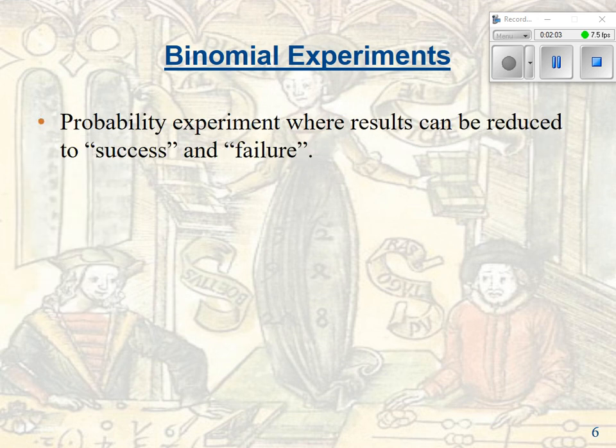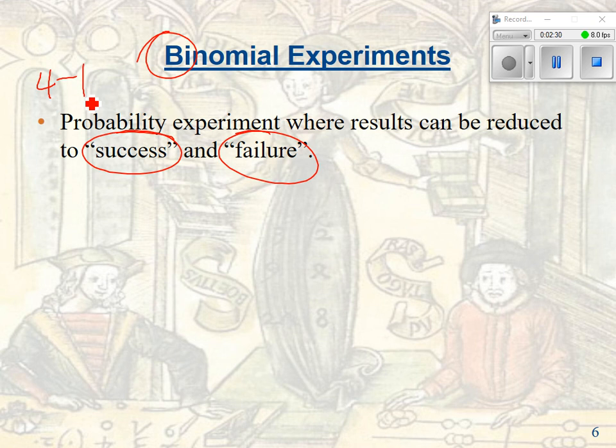Let's go back for a second. So binomial experiment, we talked about this. It's just an experiment that has 2 possible outcomes. That's why it's a binomial. So it can be simplified down to just success or failure. Not everything can be simplified down to this.